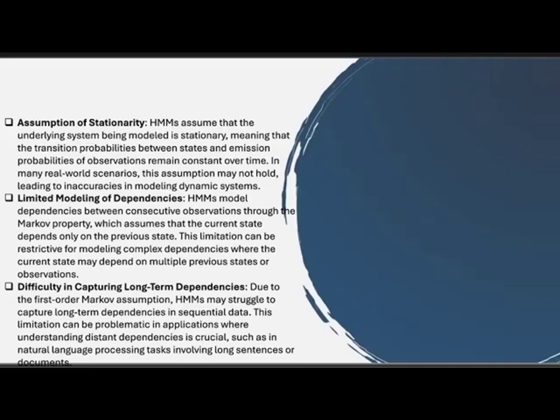Now let us move on to the limitations of the HMM, like the disadvantages which we are having in a hidden Markov model. The first one is the assumption of stationarity. The HMM assumes that the underlying system being modeled is stationary, meaning that the transition probabilities between the states and emission probabilities of observations remain constant over time. In many real world scenarios, this assumption may not hold, leading to inaccuracies in modeling dynamic systems.